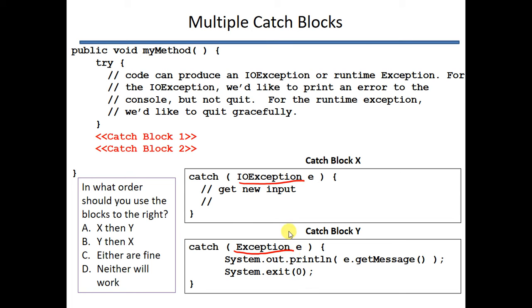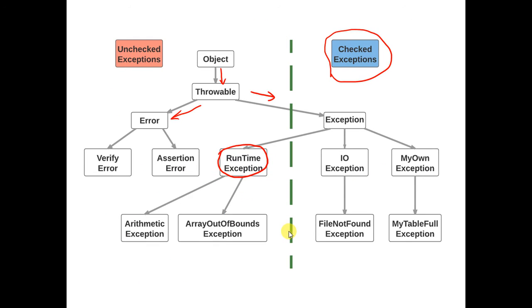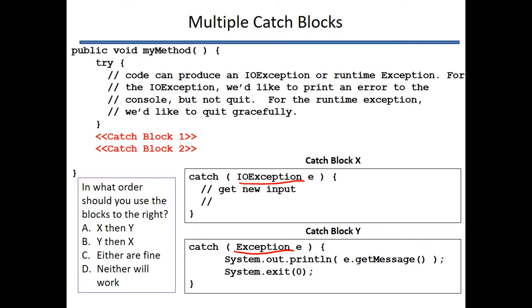Keep in mind the relationship in here. Exception is the parent of IO exception. Given this, in what order do you think I need to list block X and block Y? You can pause the video now.